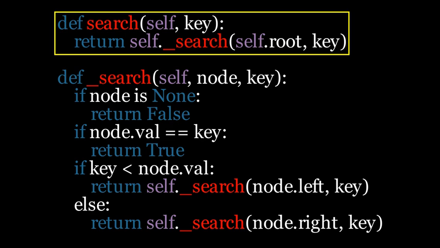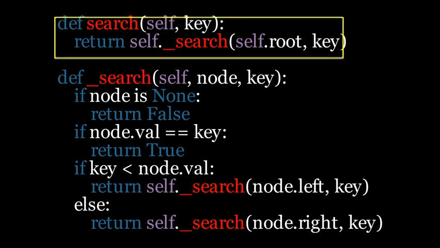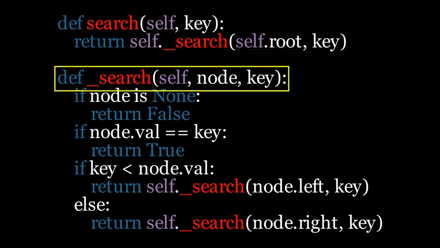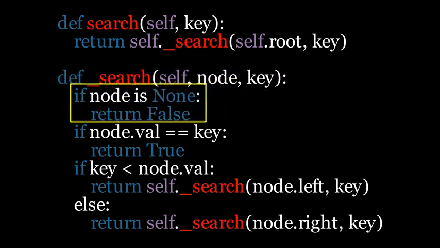This is the public method that initiates the search operation. It takes the key we want to find as an argument and calls the internal helper method _search, starting the search from the root of the tree. This is the internal recursive method that does the actual searching. It takes the current node and the key as arguments. First, we have the base case. If the current node is None, it means we've reached a point where the key can't be found in the tree, so the method returns False.